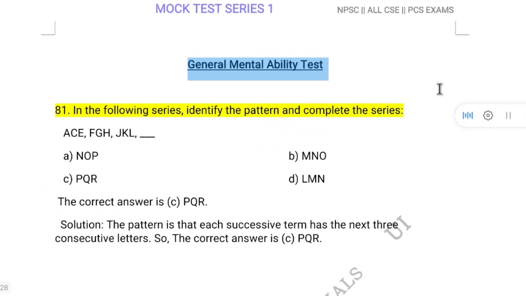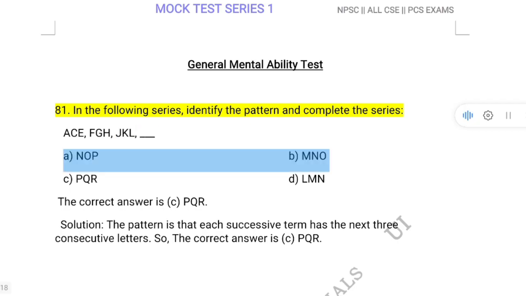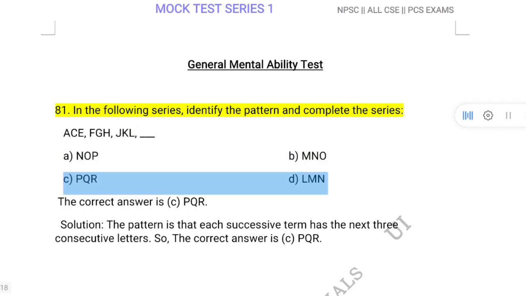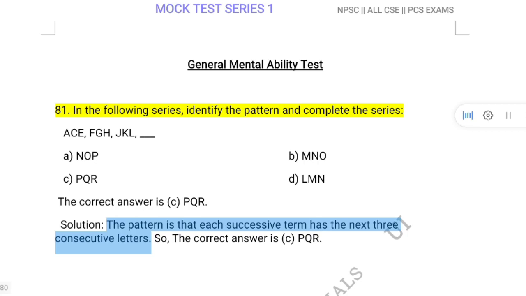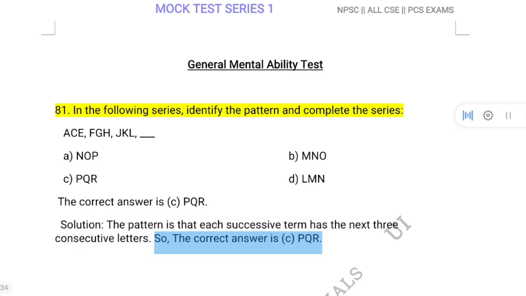General mental ability test. 81. In the following series, identify the pattern and complete the series. ACE, FGH, JKL, blank. A. NOP. B. MNO. C. PQR. D. LMN. The correct answer is C. PQR. Solution. The pattern is that each successive term has the next 3 consecutive letters. So the correct answer is C. PQR.